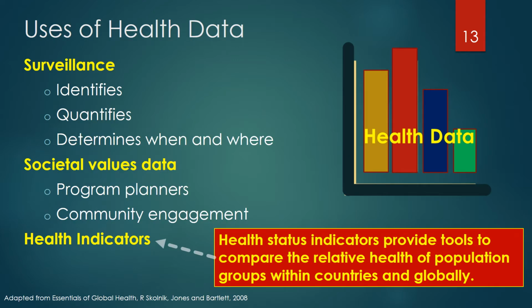Health data is used in several ways. It identifies the presence of health conditions in populations. It quantifies the extent to which these health conditions impact people. It determines where and when conditions occur. This information is the heart of health surveillance systems and tools. It also provides valuable information about societal cultural values that informs plans and programs like community engagement to effectively address those issues.